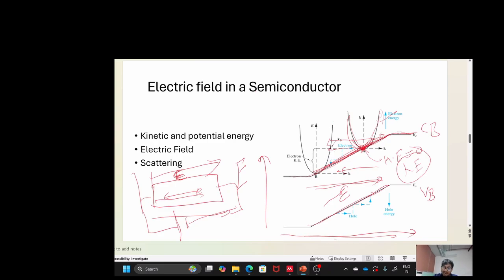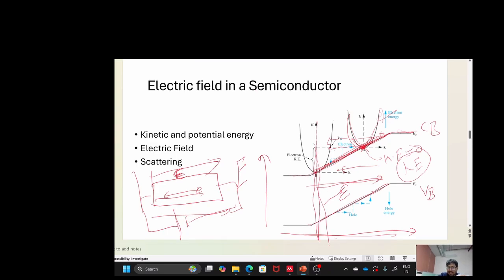So whatever electron is at this position in the lattice, let us say this is the semiconductor, at this position in the semiconductor it will have some kinetic energy, and that kinetic energy is this one. This is the kinetic energy, and this is the potential energy. Above the potential energy there will be the kinetic energy.